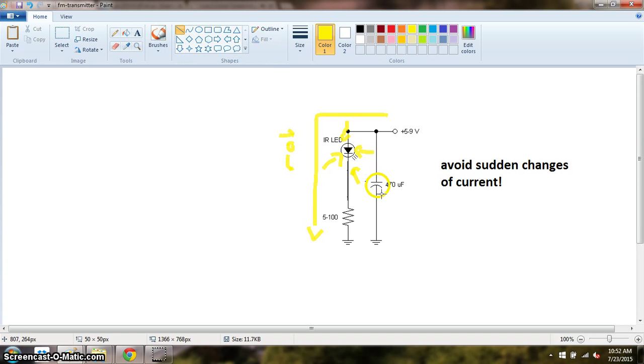Well, I'm getting better at marking, I guess. So there you go. That's the reason: to avoid sudden changes in current, so that my LED will not be affected by them, right? So that will be all. Let's not prolong it anymore.